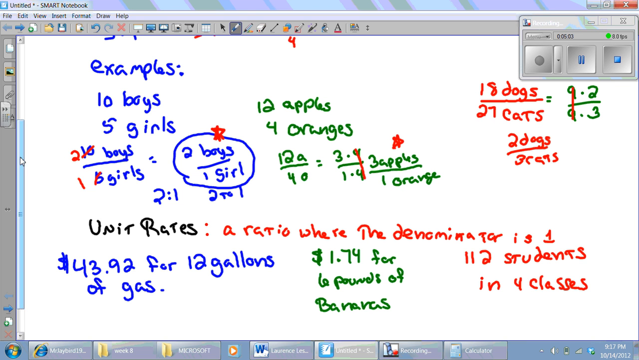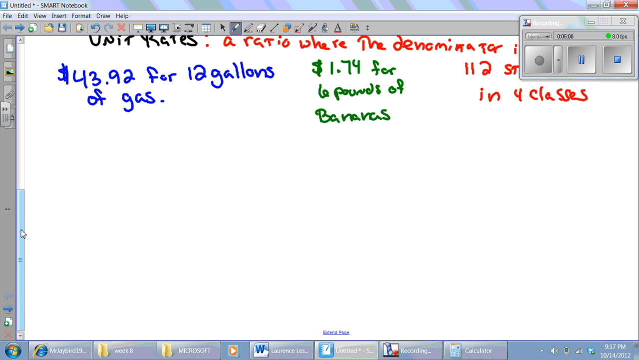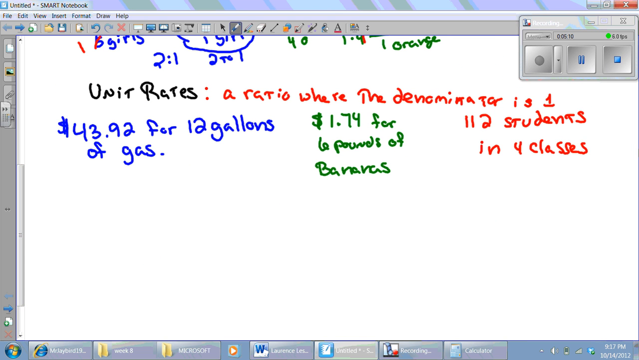Now we tend to think of unit rates more in money, so I made up a couple examples here. We're going to try to figure out the unit rate if $43.92 was spent on 12 gallons of gas. Well, it's a fraction, but it's a little harder to simplify. Most people don't know the greatest common factor of a decimal and a whole number like that.